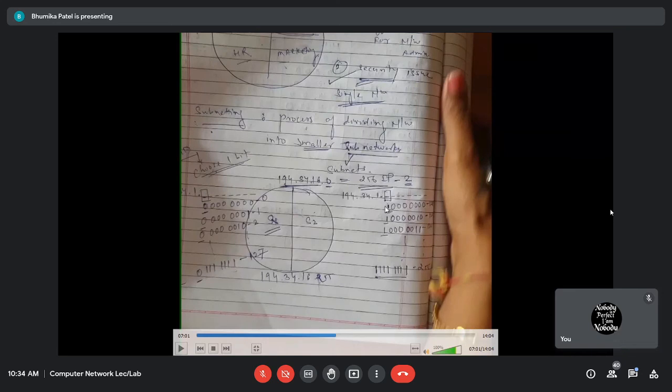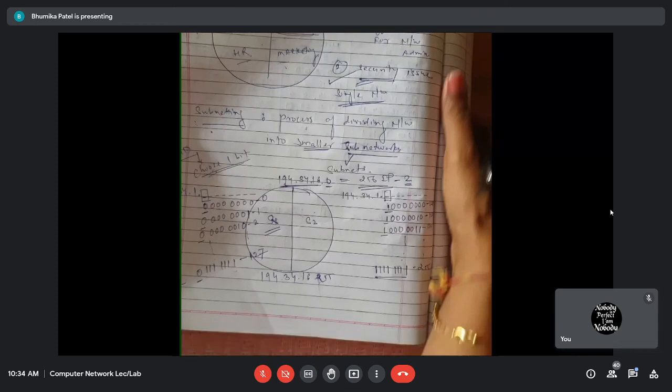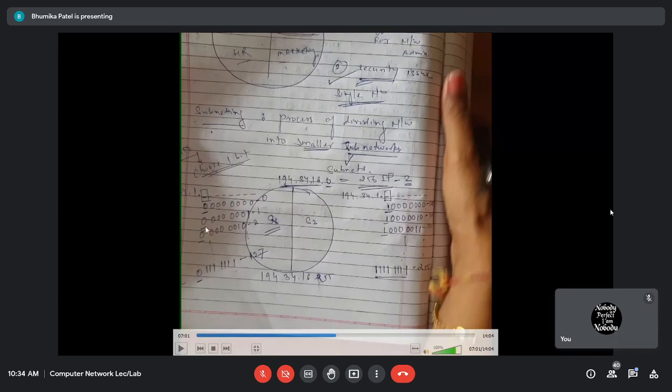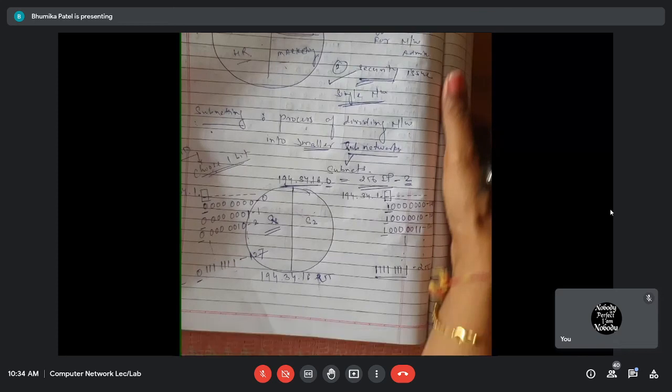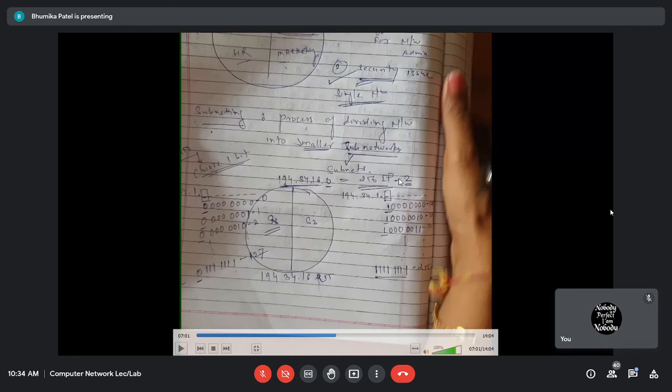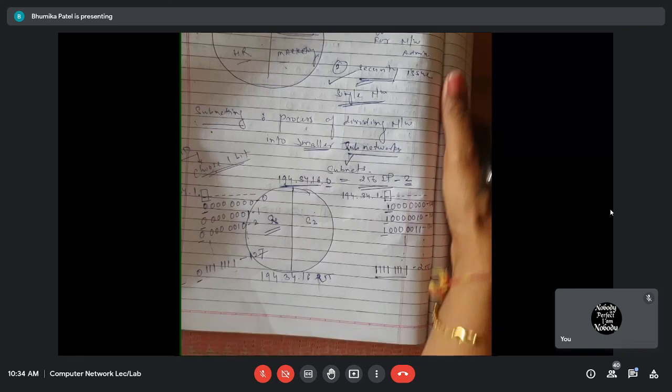So total IP addresses will be 128 in subnet 2. And if you combine subnet 1 and subnet 2, again how many IP addresses will I get? 256 IP addresses. Does everyone understand what I am saying?